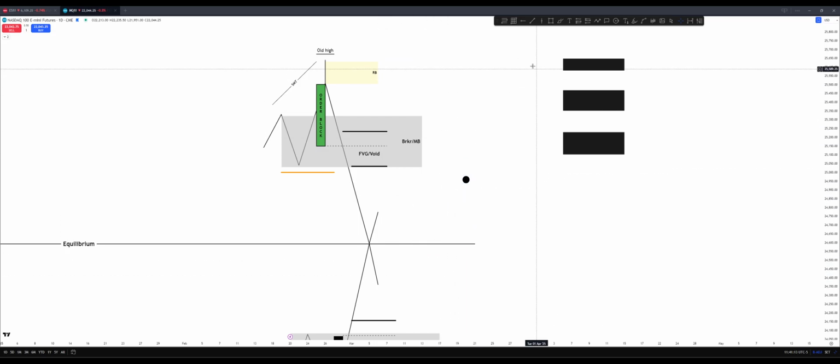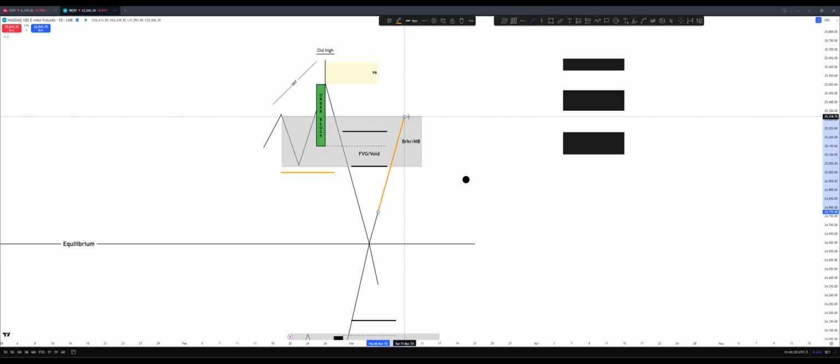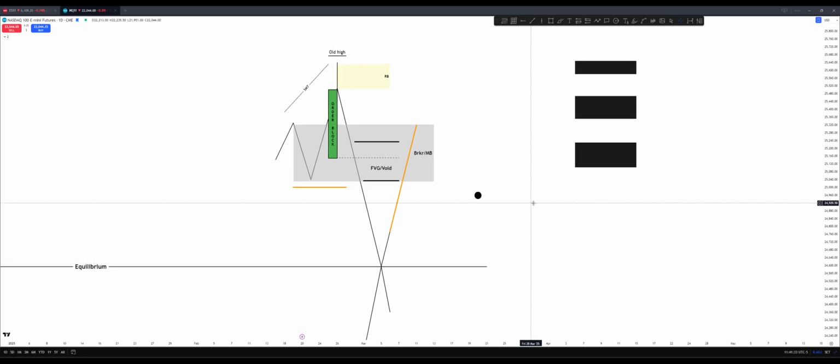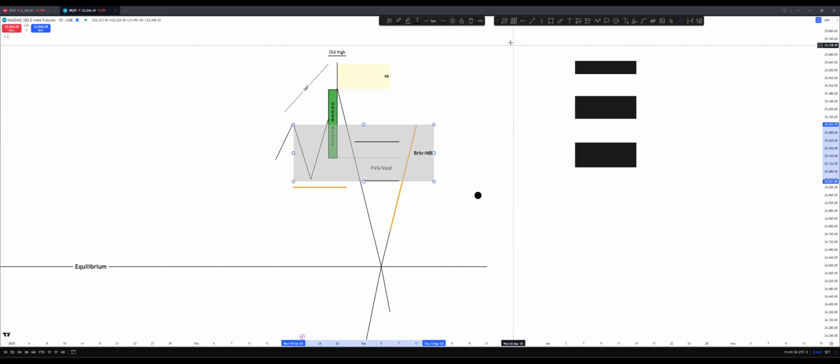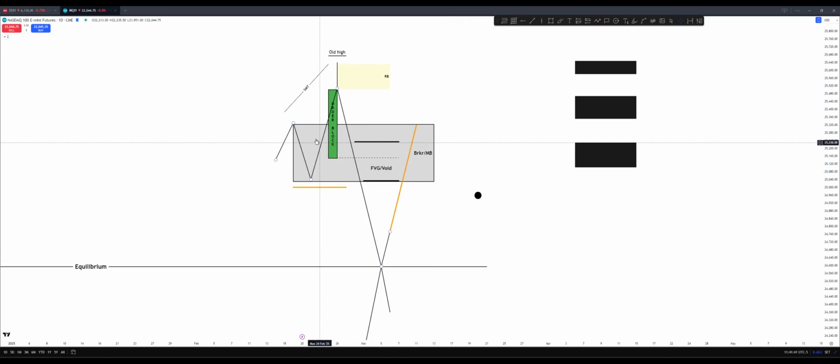This is one scenario. Another one is we're gonna come up, we're gonna inverse even the fair value gap right here. This is where you buy, but this is where you're gonna be wrong. We're gonna inverse the fair value gap, but we're gonna respect the high of the breaker or the mitigation block. All right, so I want to add some. So this is our breaker slash mitigation block. This is where it inverses the breaker, no, I mean the fair value gap.